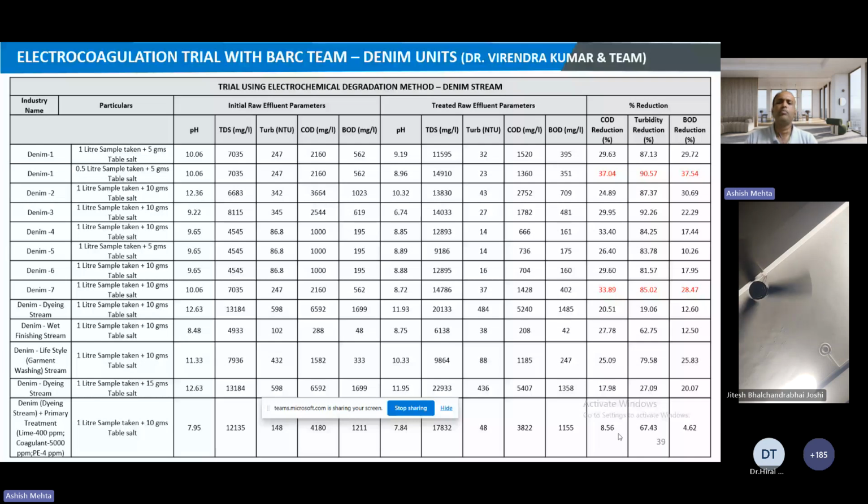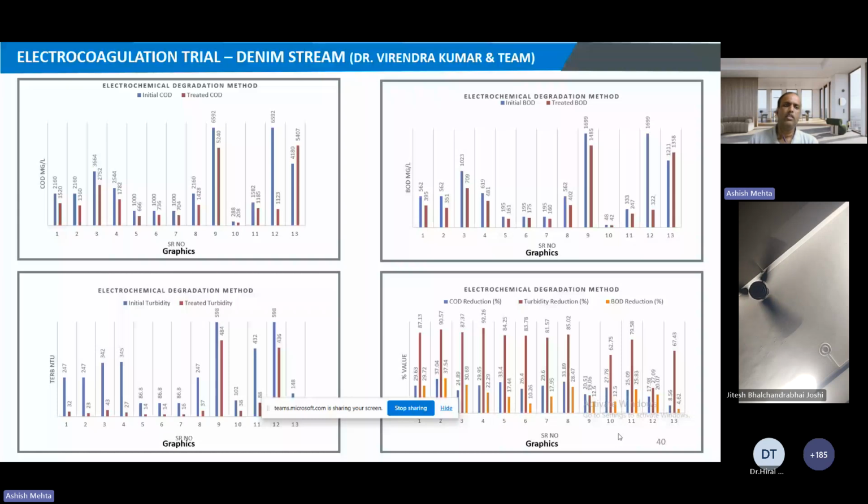We standardized and optimized the COD reduction and the turbidity reduction in the primary and secondary systems in the range of 40% in primary and in secondary in the range of 80 to 85%. And these are the trials we carried out at the individual plant level as well as the CETP level. We carried out studies for the denim units, those who are engaged in handling denim fabric in its processing.